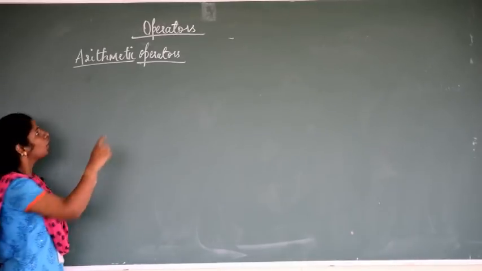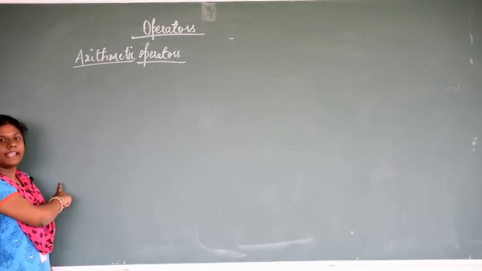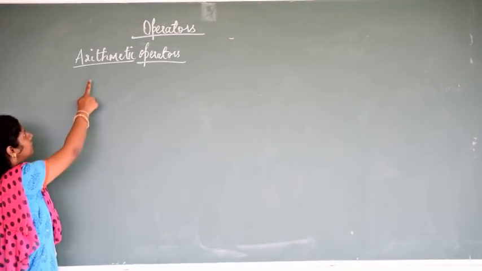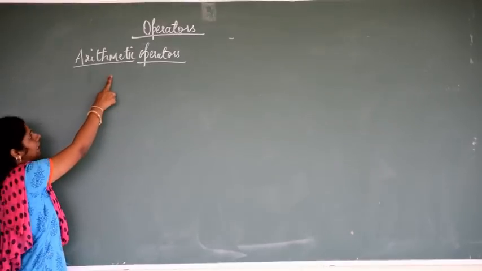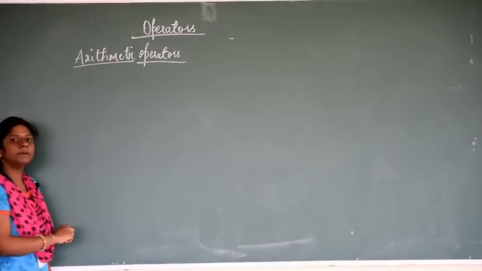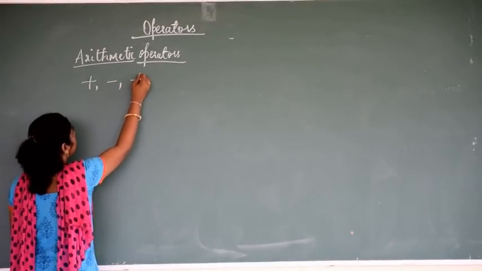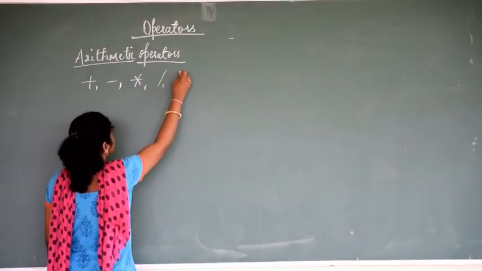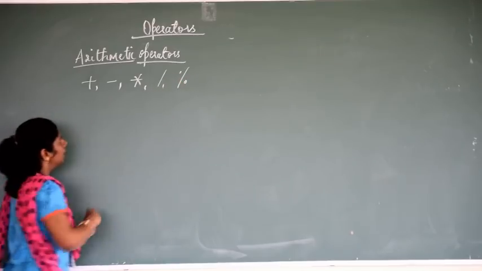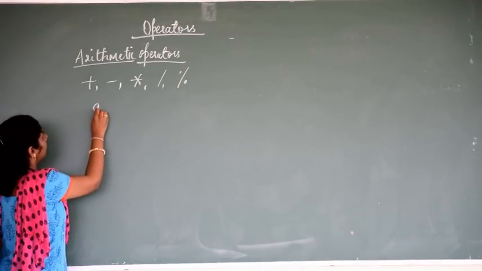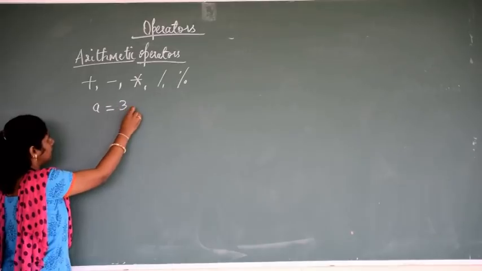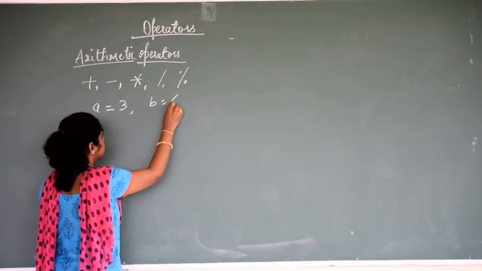Now we will see about operators. There are 8 types of operators. The first type of operator is arithmetic operators. Arithmetic operators are addition, subtraction, multiplication, division and modulo. Now I take the value of a as 3 and b as 6.